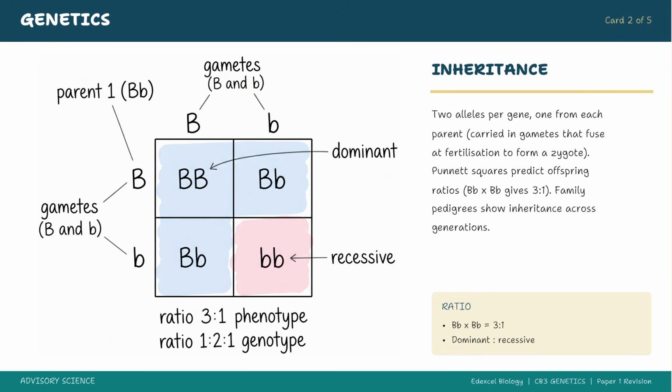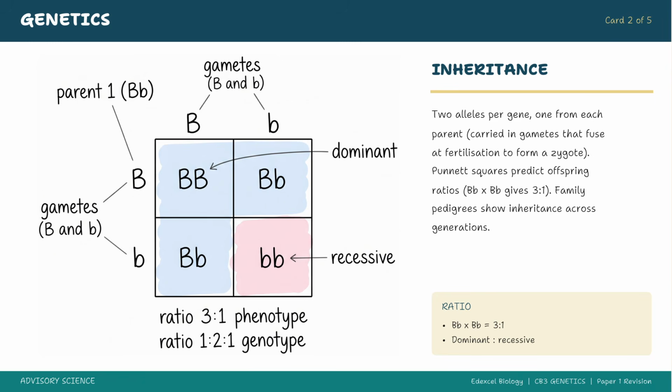The characteristic you can actually see, like brown eyes or blue eyes, is called your phenotype. So what you look like. The combination of alleles such as big B, or small b, so the letters, is called your genotype.